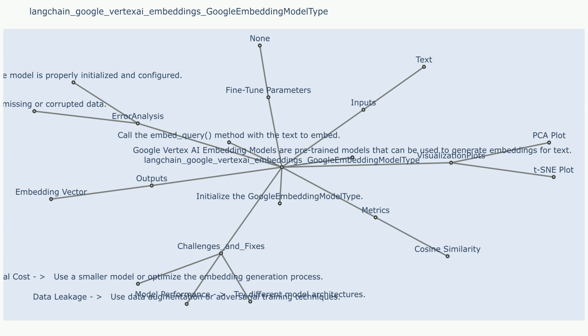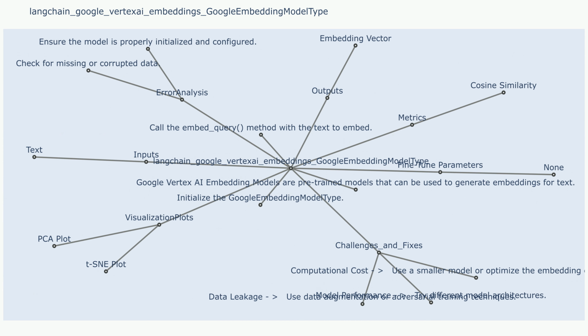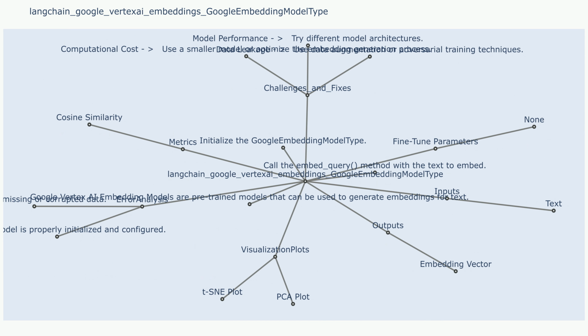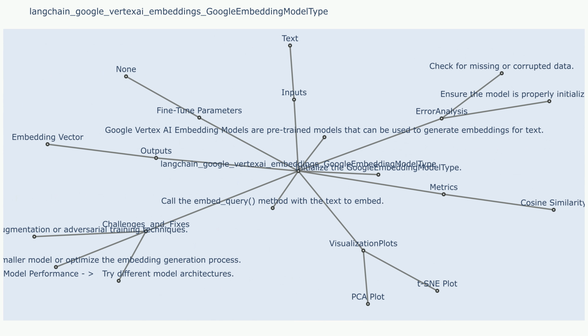Challenge 2: handling large input texts. Sample use case that resulted in challenge 2: processing long documents or large amounts of text can be computationally expensive and time-consuming. Fixes to challenge 2: explore techniques like sentence-level embedding or chunking the text into smaller segments to handle large inputs more efficiently.